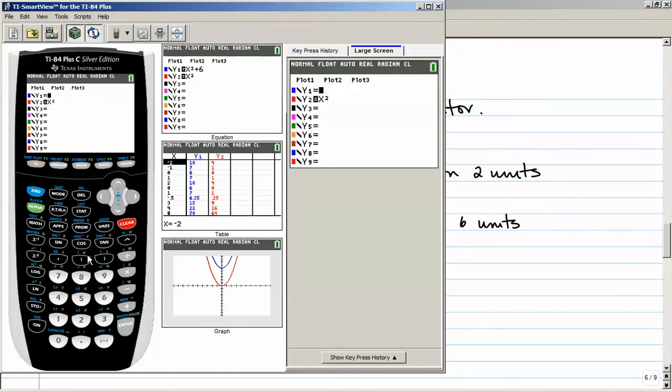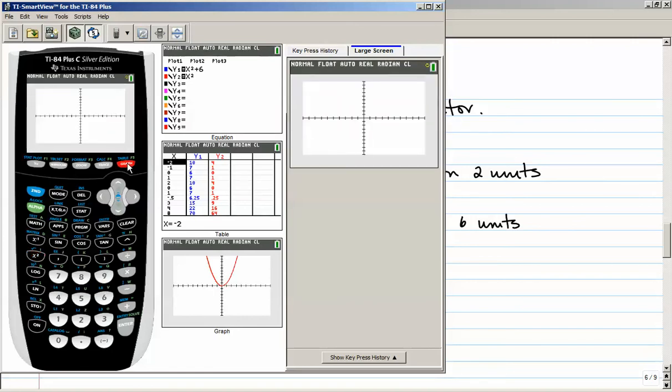I'll just start over here. So I need parentheses, x plus 1, close parentheses, and square that. And let's see what happens when we graph. There's the quantity x plus 1 squared, and the red is my original parent function. Okay, so this looks like it's the parent function translated 1 unit to the left.